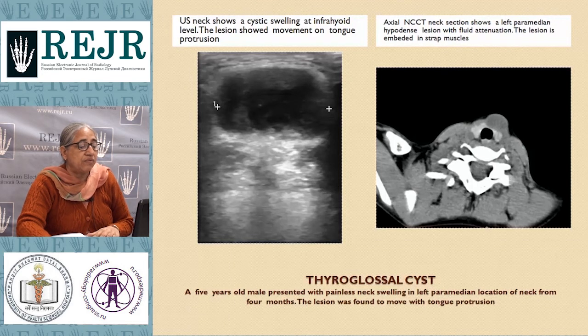This is a case of a 5-year-old male who presented with painless neck swelling in the left paramedian location of the neck for 4 months. The lesion was found to move with tongue protrusion. On ultrasound, it shows a cystic swelling at the infrahyoid level, and the lesion showed movement on tongue protrusion. CT at the level shows a left paramedian hypodense lesion with fluid attenuation. The lesion is embedded in the strap muscles.